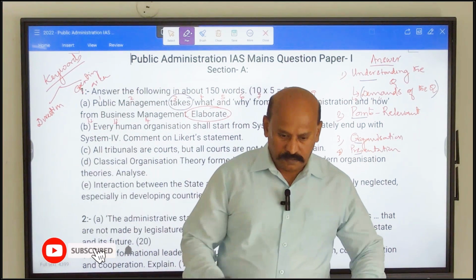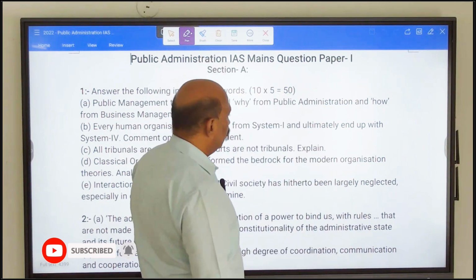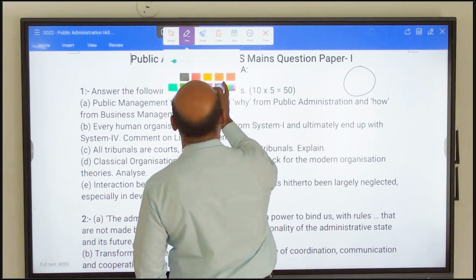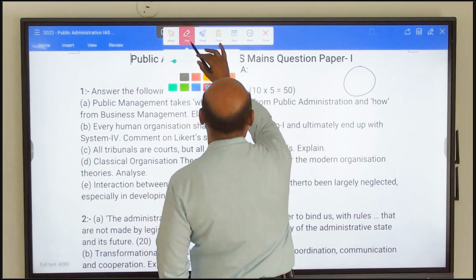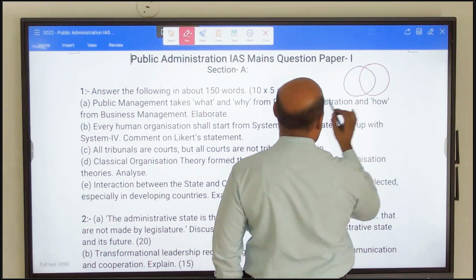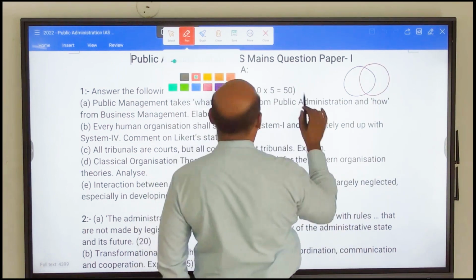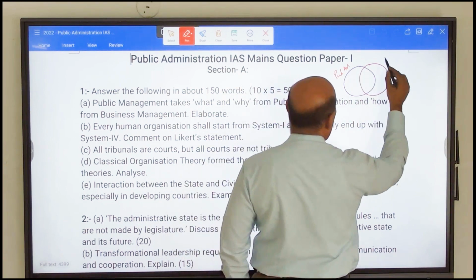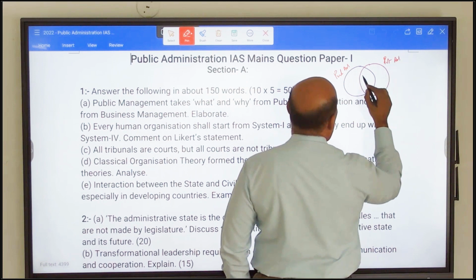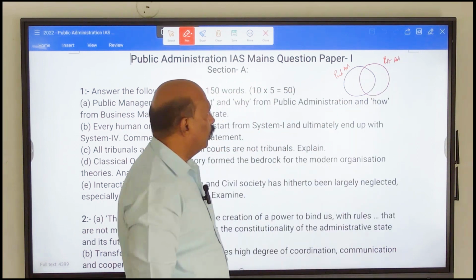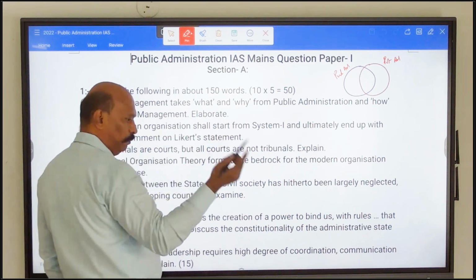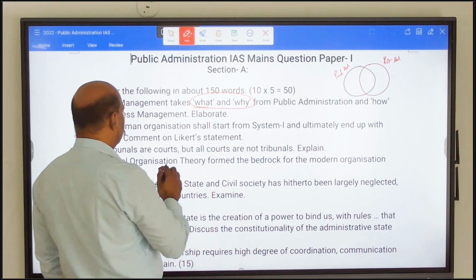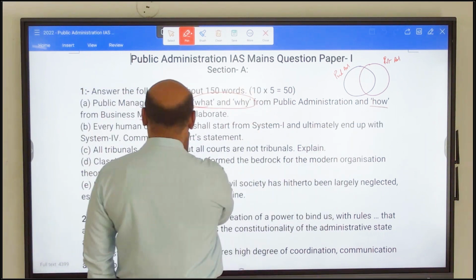When we study new public management, what do we say? The boundary between private administration and public administration is blurring. This is public administration, this is private administration, and the boundary blurs. Why does it blur? Because in new public management, we take the what and why of public administration and how to achieve it from private business management.